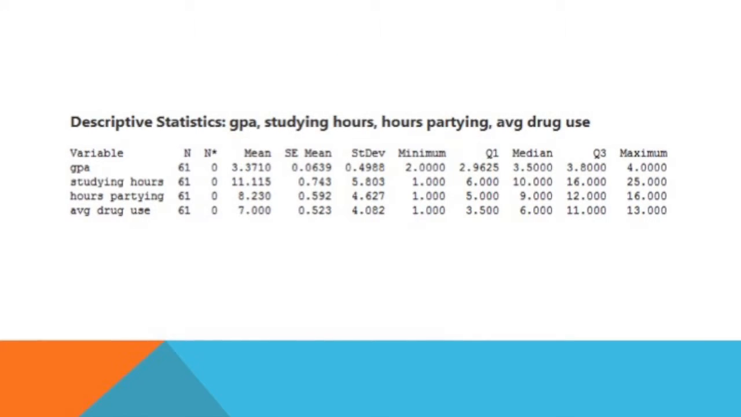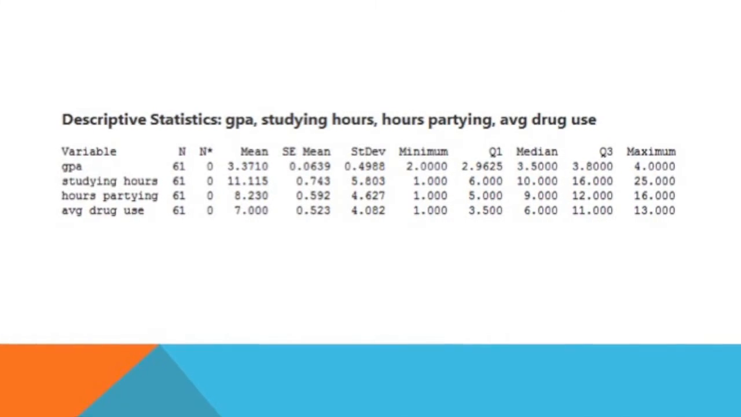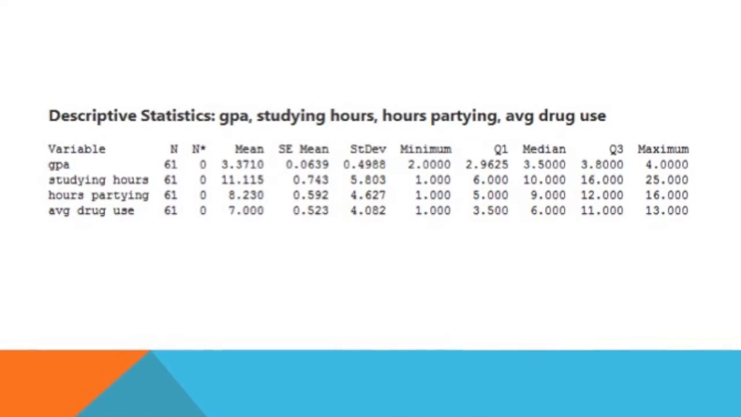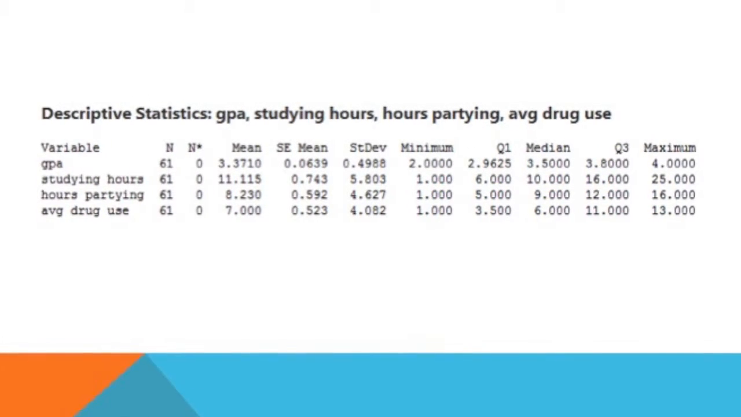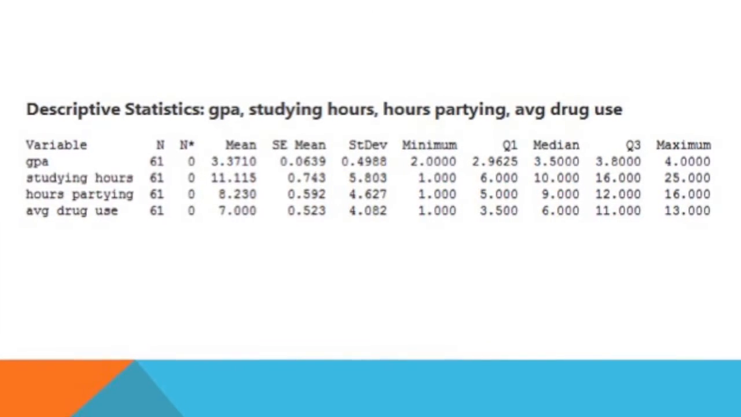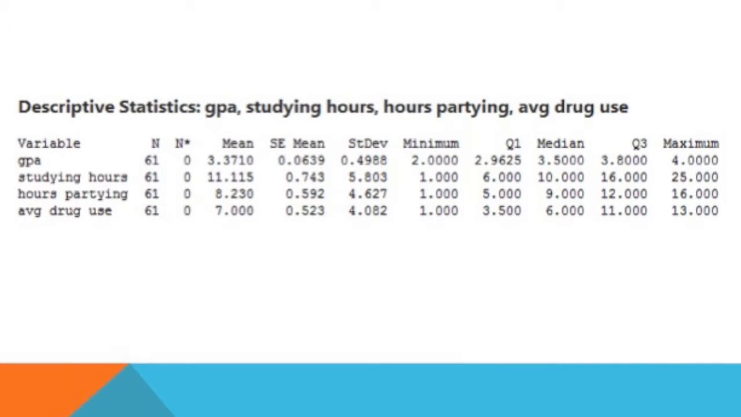So here we have the statistics for students who participate in drug use only. The average GPA is 3.37. A 3.3 is roughly a B+. The average study hours is 11.11. The average hours spent partying is 8.23, and the average drug use per week is 7.